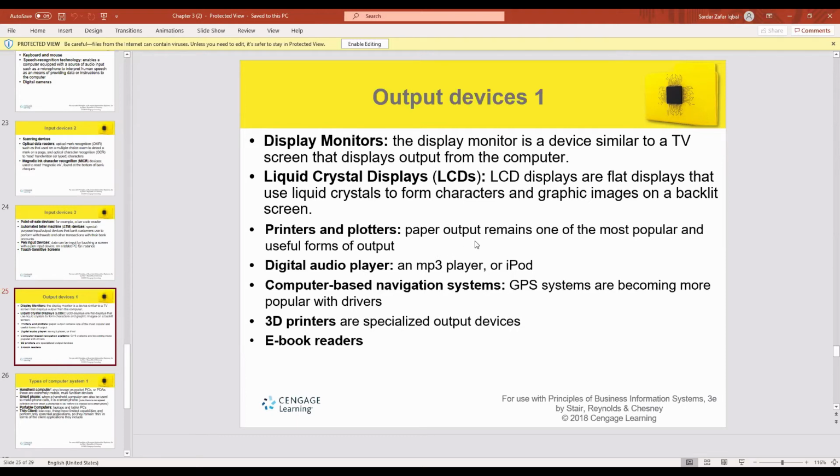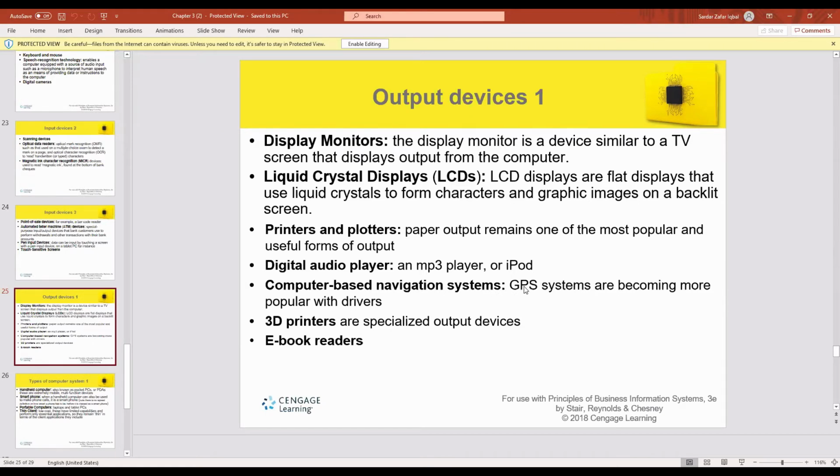Printers and plotters: paper output, the printer. Plotter means that you plot something. It is a useful form of output. Nowadays you want a drawing, or some special text in special characters, so a lot of plotters are available that work automatically, a kind of robot. You just give the instructions on what is required, and it will plot on paper. Digital audio player, MP3 player, iPod.